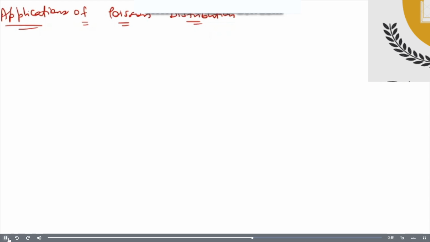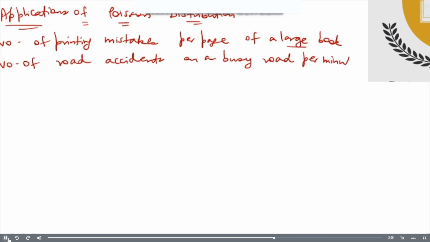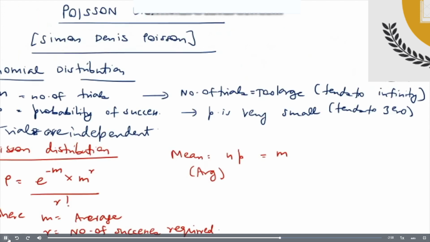So whenever there is a question on the number of printing mistakes or errors per page of a large book, large book is the clue here, large book and number of printing mistakes. Then one more case is the number of road accidents on a busy road per minute. Okay, these are all cases where the p will be very small and the numbers in the question will be very big.